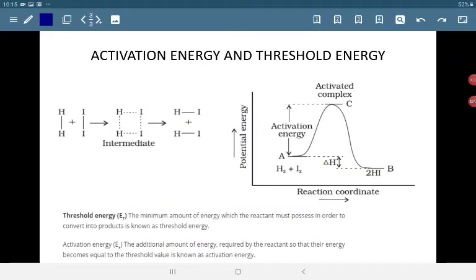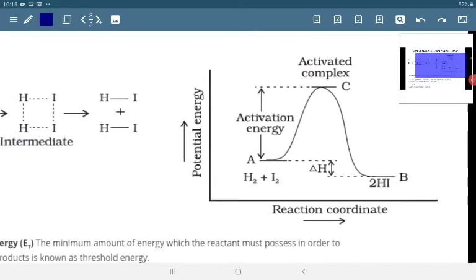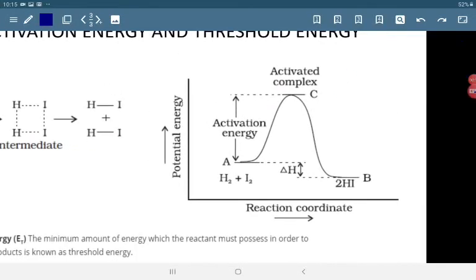Now you'll study about two very important terms, activation energy and threshold energy. For this, you have to study this graphical representation which is before you. This is the graph between potential energy and reaction coordinate. Reaction coordinate means the reaction profile. Means when reactants are converted into products, how various changes in energy occur during that path of the reaction.